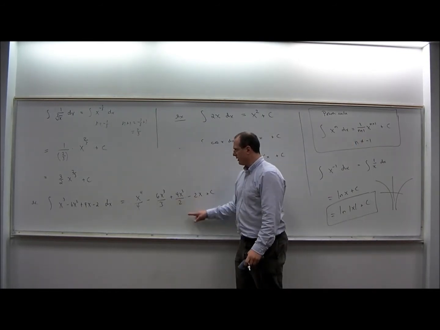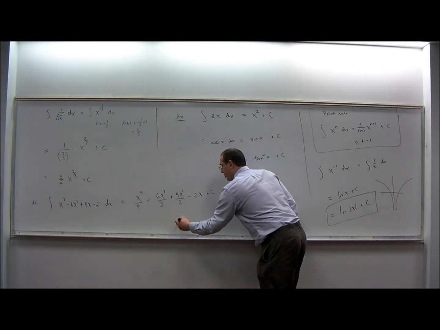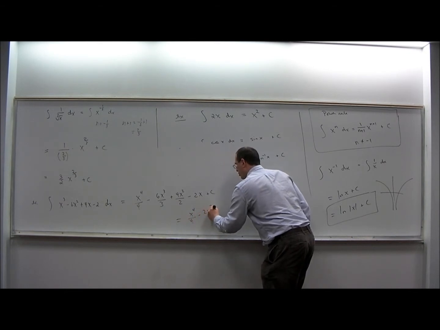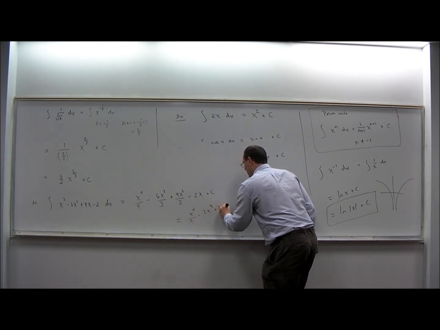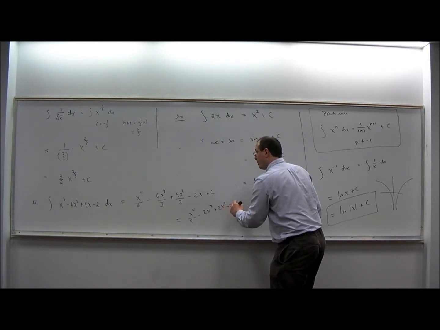And this could be simplified a little bit. 6 over 3 is 2, and 4 over 2 is also 2. So we have x to the fourth over 4 minus 2x cubed plus 2x squared minus 2x plus c.